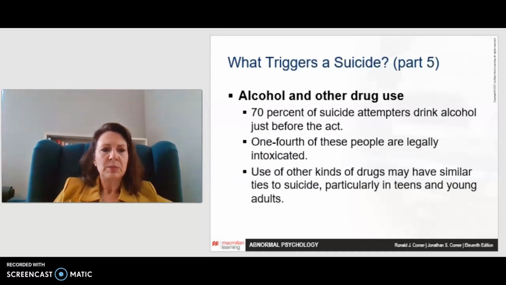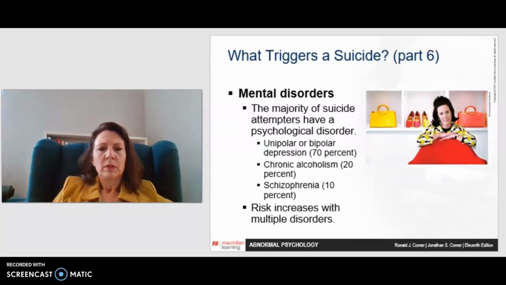Alcohol and other drug use comes into play frequently, with 70% of suicide attempters drinking alcohol, and 1/4 of these people are legally intoxicated. Use of other kinds of drugs may have similar ties to suicide, particularly in teens and young adults. The majority of suicide attempters have a psychological disorder. Unipolar or bipolar depression is present 70% of the time, chronic alcoholism 20%, schizophrenia 10%, and the risk increases with multiple disorders being present.